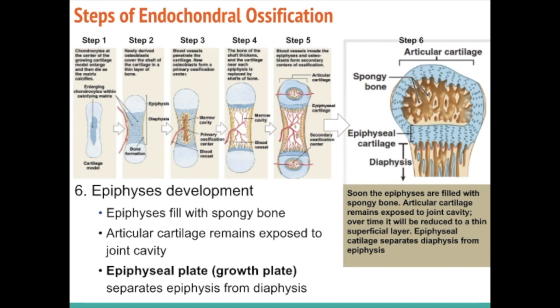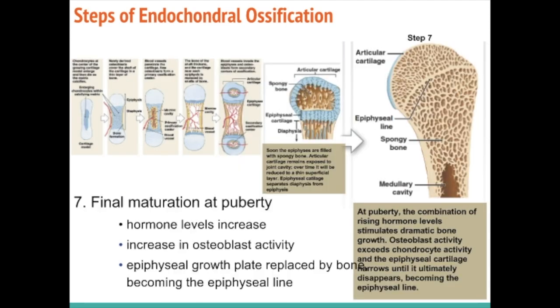So in between the epiphysis and the diaphysis, there's a region of cartilage that remains called the epiphyseal plate, or the growth plate. We'll be taking a closer look at what happens at the growth plate, but let's fast forward a bit now. We're looking at the body and the skeleton once you've finally matured and reached puberty. And so at puberty, the combination of the rising levels of sex hormones and growth hormones and thyroid hormones will stimulate bone growth dramatically.